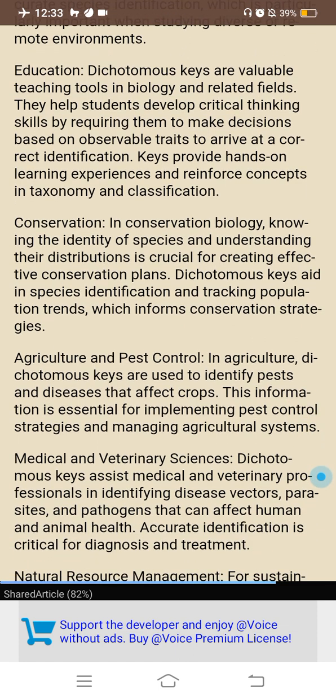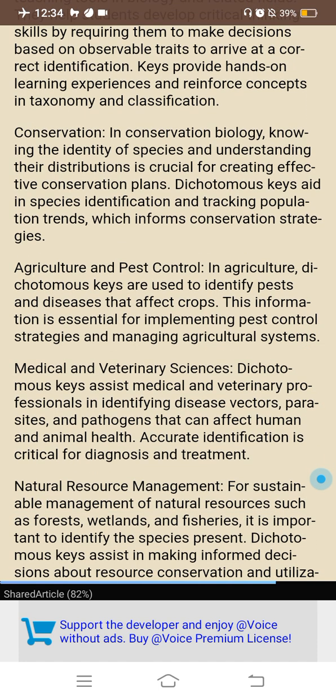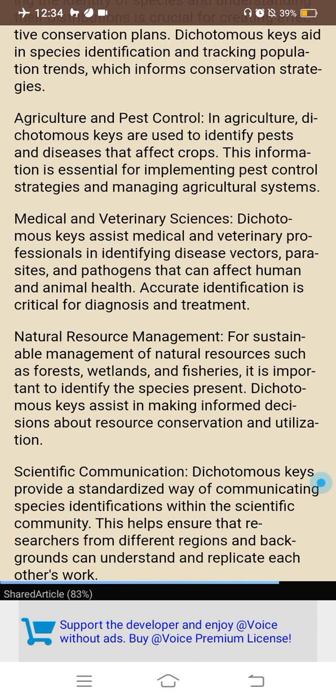And conservation. In conservation biology, knowing the identity of species and understanding their distributions is crucial for creating effective conservation plans. Dichotomous keys aid in species identification and tracking population trends, which informs conservation strategies. In agriculture and pest control, dichotomous keys are used to identify pests and diseases that affect crops. This information is essential for implementing pest control strategies and managing agricultural systems.